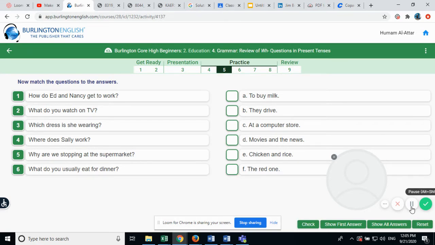Now on this exercise, we need to match the questions to the answers. Here we have the questions, and on this list, we have the answers. How do Ed and Nancy get to work?